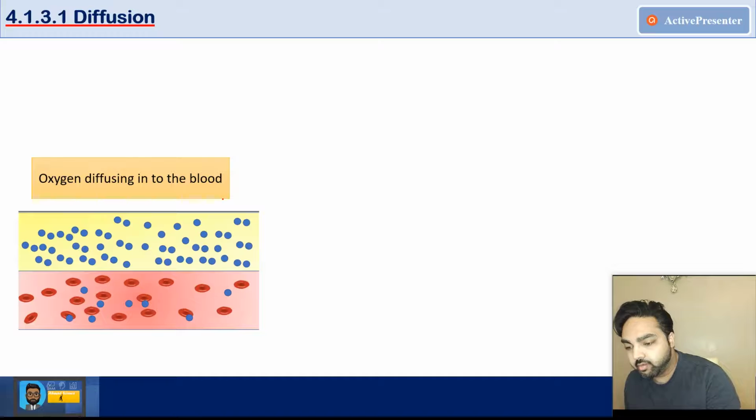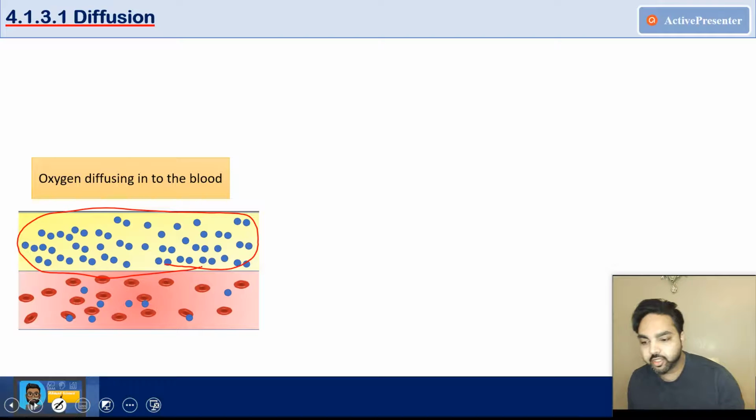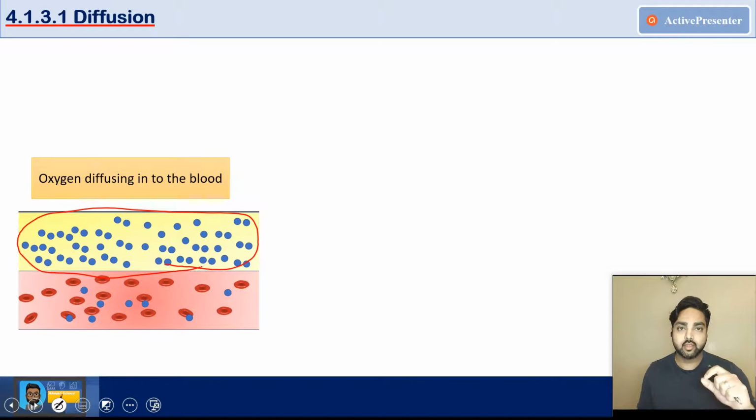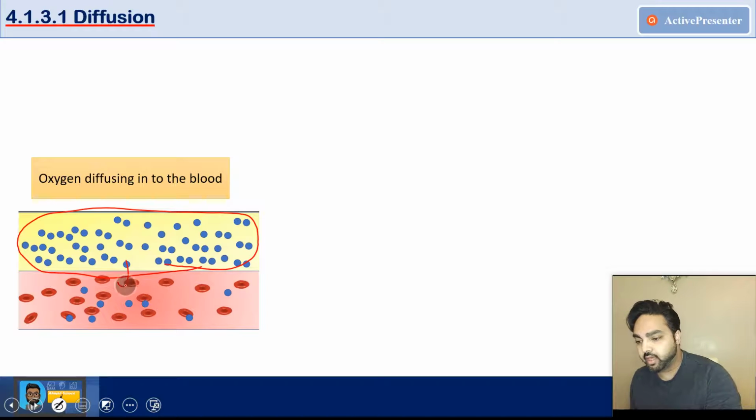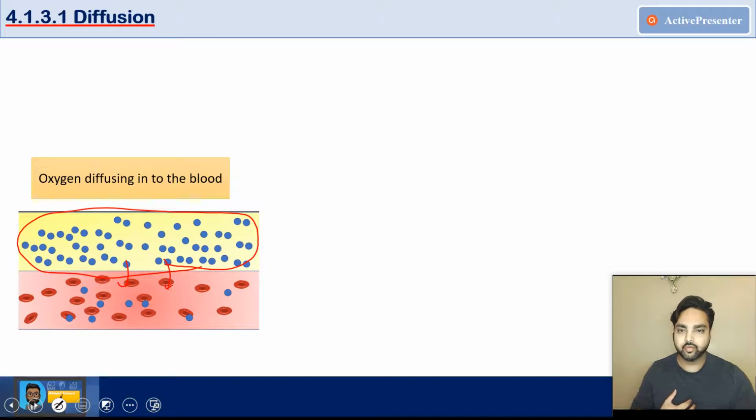Here what you can see is there's a very high concentration in the lungs, but not so much in the blood. And because the oxygen molecules are small, they will diffuse across the cell membranes and go into the blood. That's great, but eventually you will reach a situation where you've got equal amounts of oxygen in the blood and in your lungs, but that's not very useful for you because you need to constantly breathe in, right? You need a constant supply of oxygen.